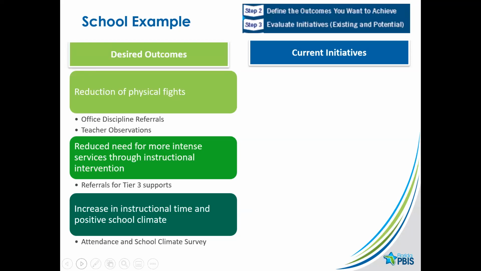And then on the next slide, this is just a school, thinking through the school lens. So some of you may be district level, others school level. So we like to think about it from both perspectives. So as a school example, again, we're thinking about what those desired outcomes are. So in this example, thinking about reduction of physical fights, we're looking at office discipline referrals and teacher observations. Some more desired outcomes would be reducing the need for intensive services. So we want to provide more of an instructional approach, and we want to increase instructional time and really promote that positive school climate. So from a school perspective, those are the desired outcomes.